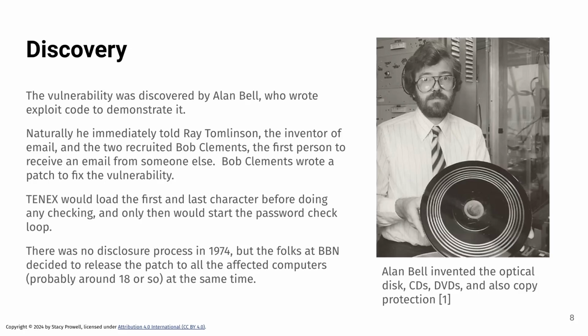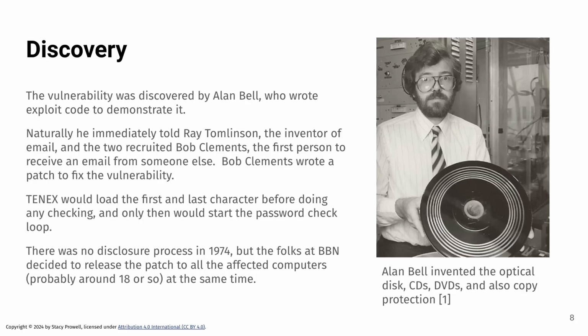They recruited Bob Clements. Bob Clements is probably the first person to receive an email from someone else, namely from Ray Tomlinson. First email ever sent was from Ray to himself. Second one was likely from Ray to Bob. So it's a heady group of people. So Bob Clements then wrote a patch to address the vulnerability.